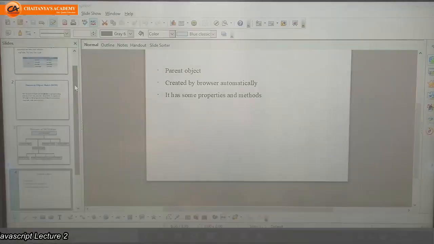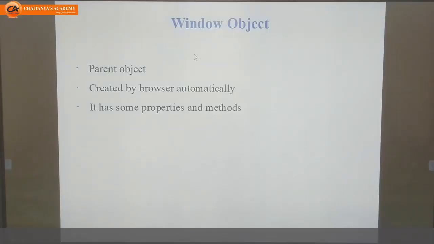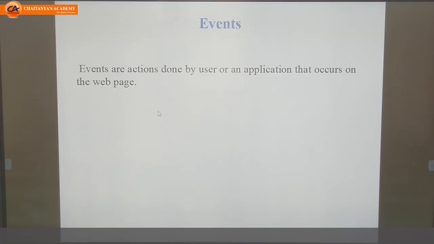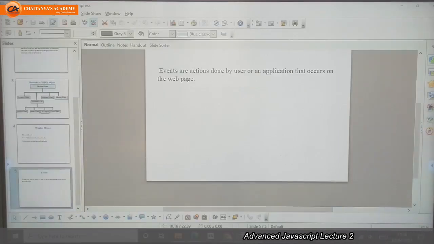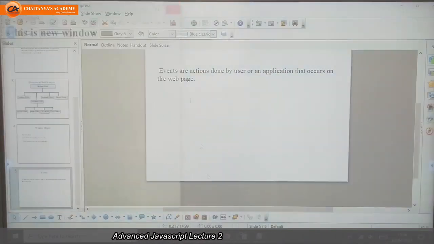So this is all about the window object. Next part is events. Event means what? Events are actions done by a user or an application that occur on the web page. For example, we have already studied one event. Which event? The mouse click event.